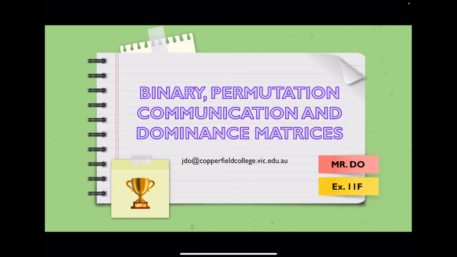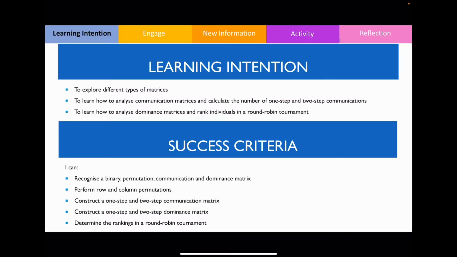Hello class, in this video we're going to be looking at binary, permutation, communication, and dominance matrices. The learning intention is for us to explore the different types of matrices, to learn how to analyze communication matrices and calculate the number of one-step and two-step communications, and lastly to analyze dominance matrices and rank individuals in a round-robin tournament.